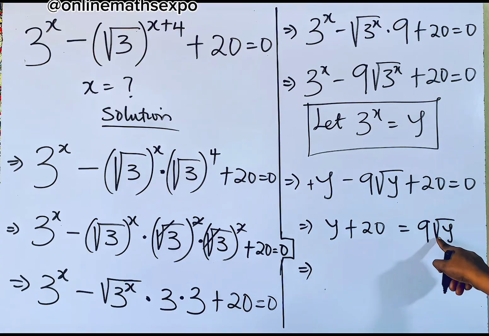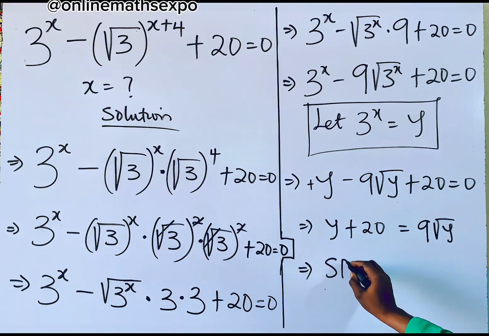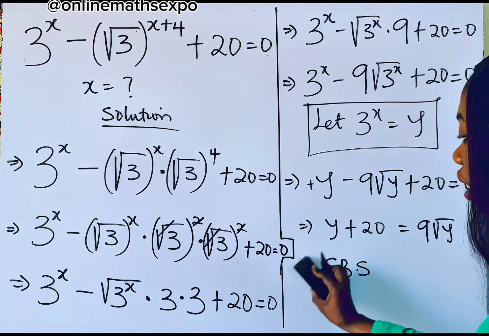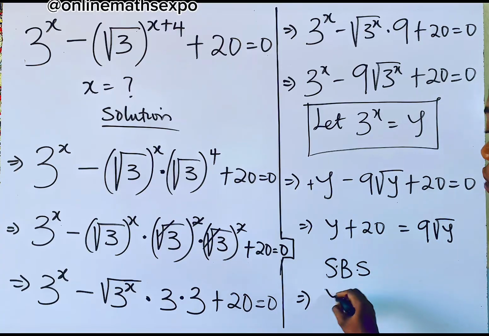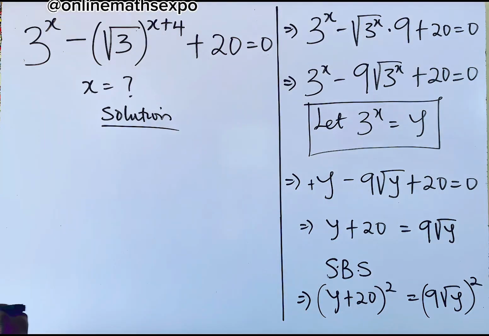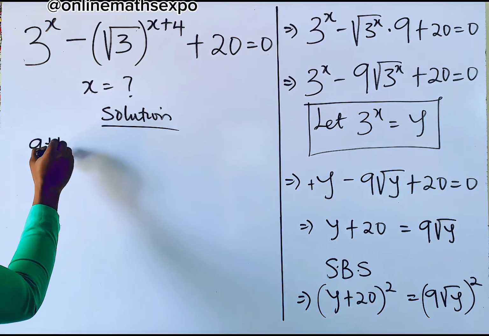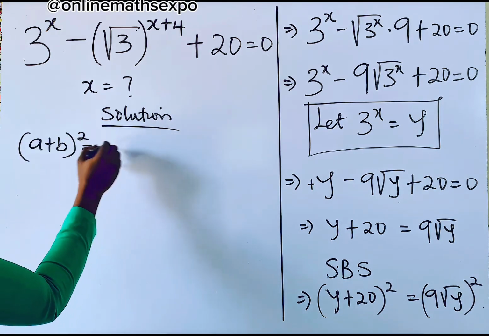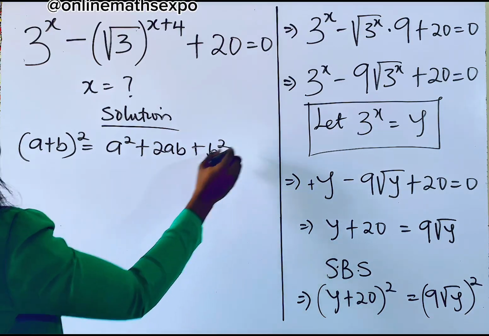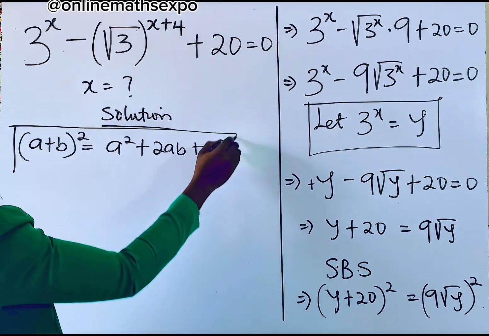So what should we do at this point? To remove this square root, you need to square both sides, okay? So we square both sides. And if you do that, this gives us y plus 20 raised to the power 2 is equal to 9 root y raised to the power of 2. Just remember, for every a plus b to the power of 2, it is a squared plus 2ab plus b squared. This is going to guide us.